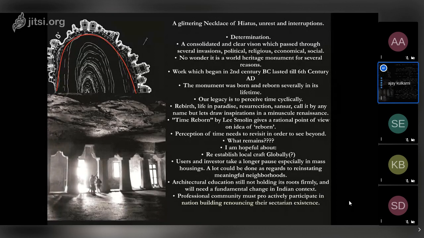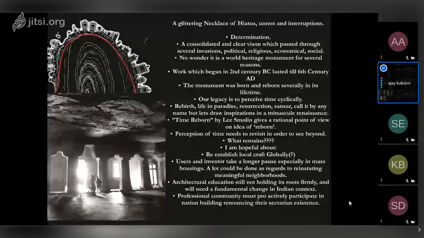This great work of architecture and art, with a fusion, a unique work, is a work of determination. Please be determined. Do not get frustrated. This is a consolidated and clear vision which lasted from the 2nd century BC till the 6th century, 800 years. This is a monument which was born and reborn and reborn and reborn in one lifetime. So you will be reborn severally.